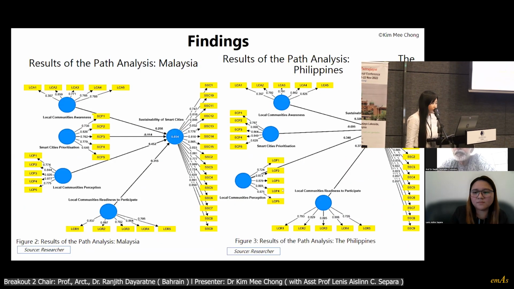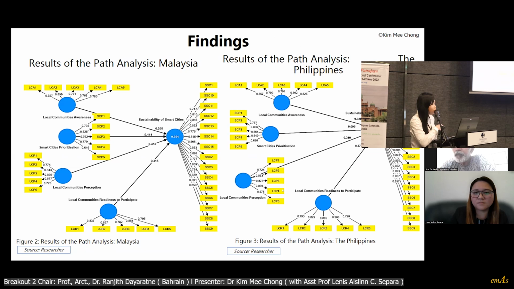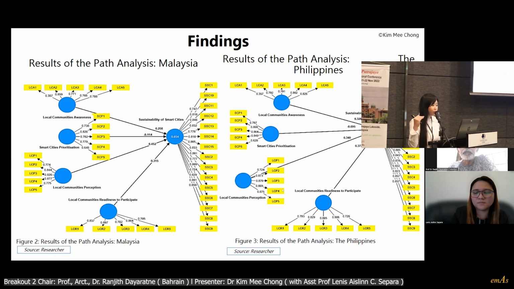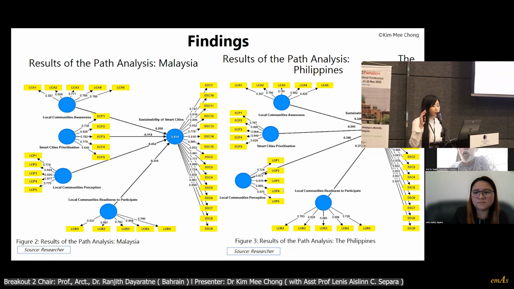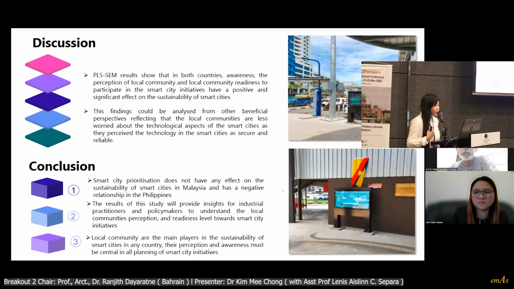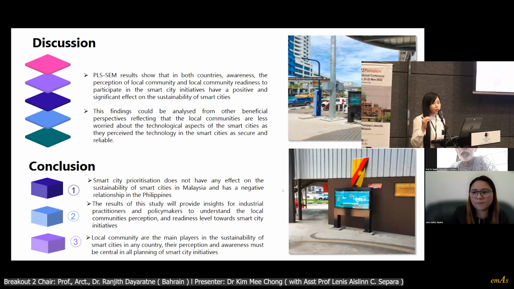Here is our result using SmartPLS for the path analysis for Malaysia and also for the Philippines. The independent variables explain 65.4% of the dependent variable for Malaysia, whereas for the Philippines it is 69.4%, which is more or less the same, but the Philippines is slightly higher than the Malaysian response.